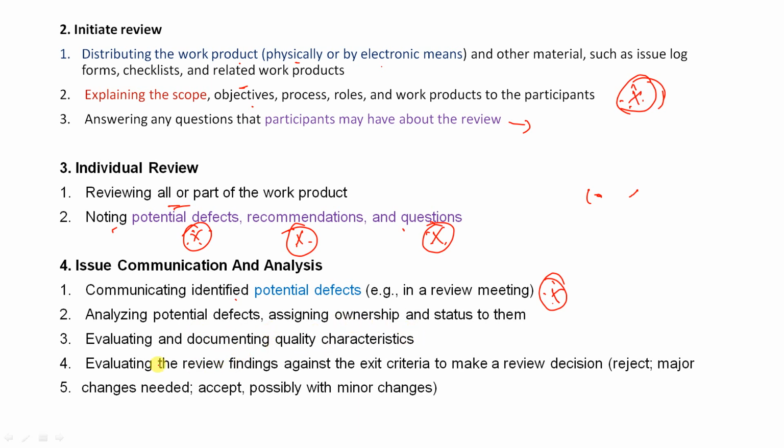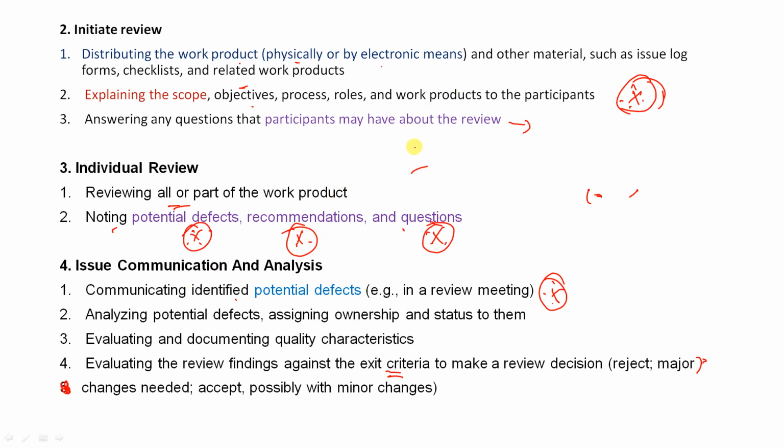So that is what. Then evaluating the review findings against the exit criteria. Whatever issue is found, will it impact the exit criteria or not? That also needs to be evaluated. Then, actually, it is a continuity. Major changes, so that's what it is.